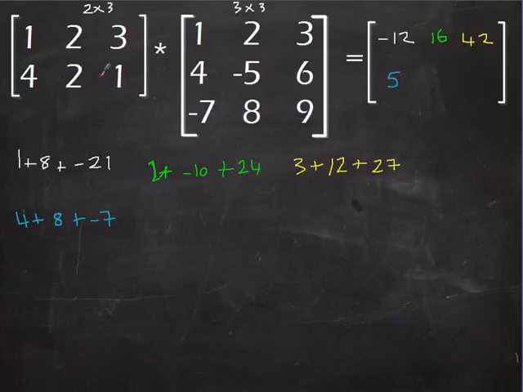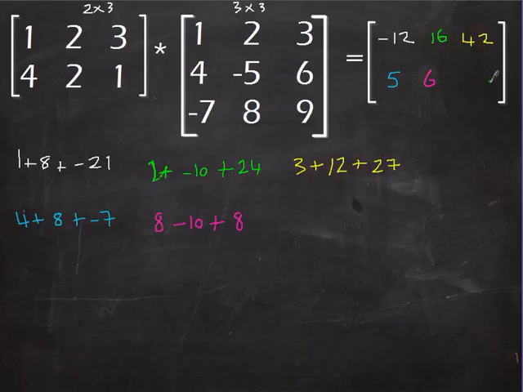We're getting there now. Bottom middle element, we use the bottom row, middle column. 4 times 2 is 8. 2 times minus 5 is minus 10. 1 times 8 is 8. So that's like saying 16 take away 10 is 6, or 8 take away 10 is minus 2 plus 8 is 6. We can do them either way round and it doesn't matter.